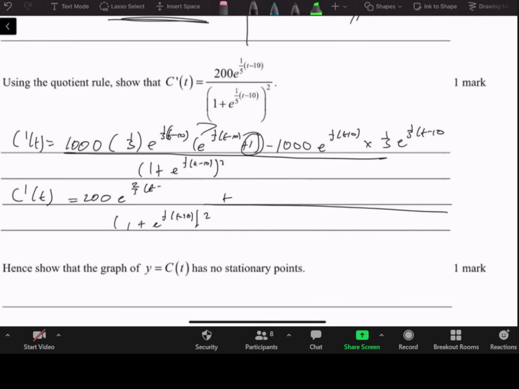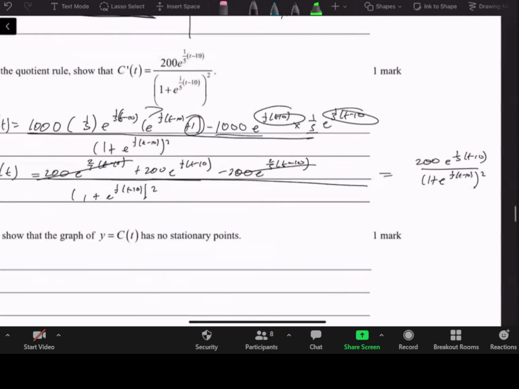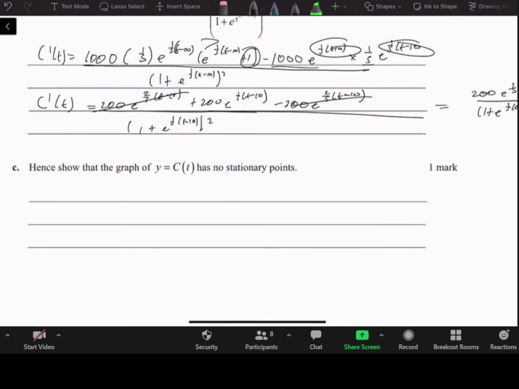So this would be 2 on 5, because like I said before, when they multiply, they add the exponents. 200 e^(1/5 t - 10), and then minus. So as I said before, the 1/5 and 1,000 becomes 200, and again the exponents add, t minus 10. So then it's actually these two that cancel, and then you're left with the answer, which is 200 e^(1/5 t - 10) on (1 plus e^(1/5 t - 10)) squared. So hence show the graph of C(t) has no stationary points.